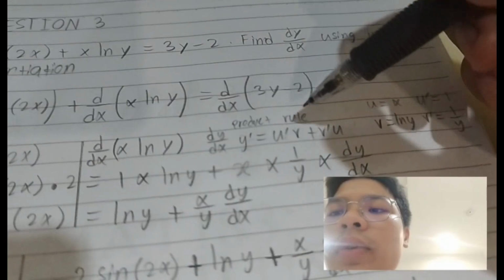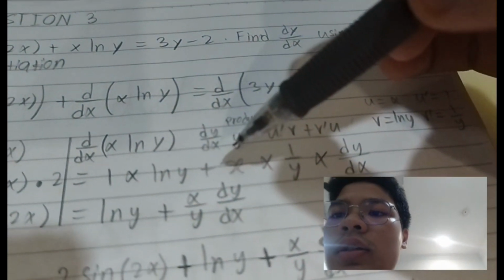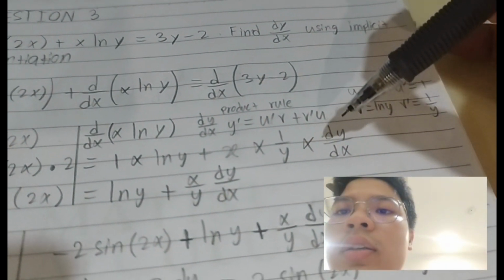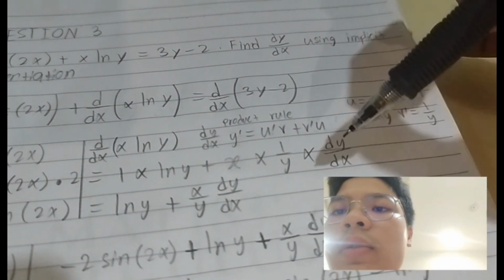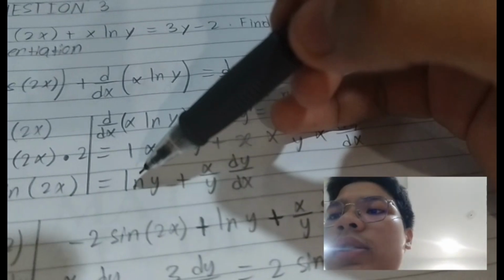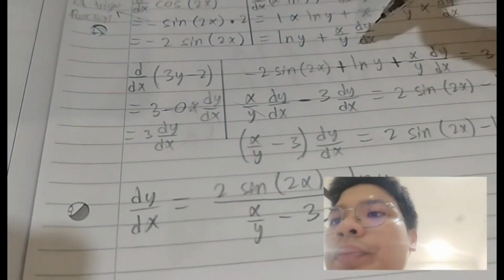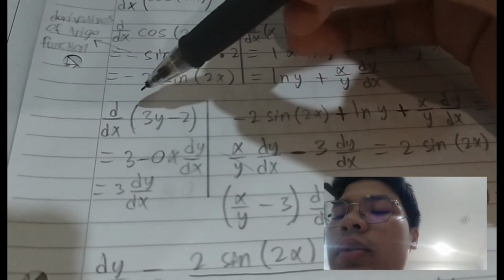By using the formula, it's going to be 1 multiply ln y plus x multiply 1 over y, and multiply at the back with dy over dx. So the last one is going to be ln y plus x over y dy/dx. And on the right hand side, we're going to differentiate it.